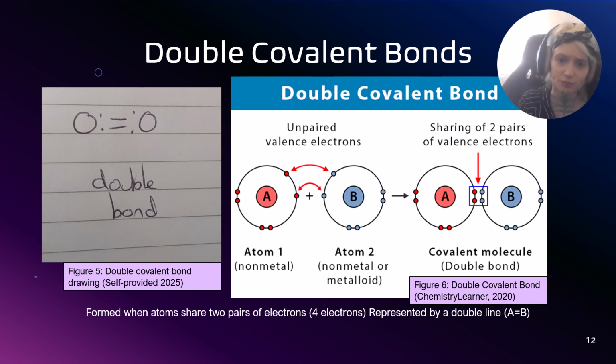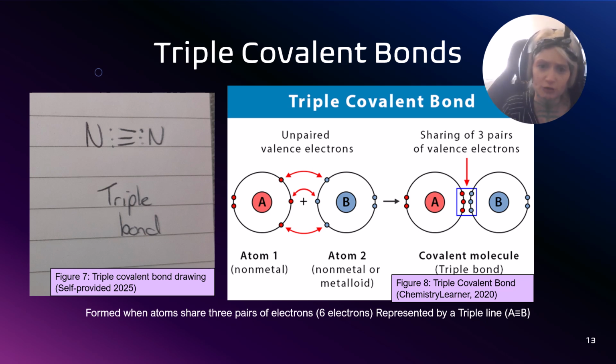A double covalent bond is formed when atoms share two pairs of electrons, meaning that there are 4 electrons in total, and this is represented by a double line. A triple covalent bond is formed when atoms share 3 pairs of electrons, totaling 6 electrons in all. This is represented by a triple line, as shown.